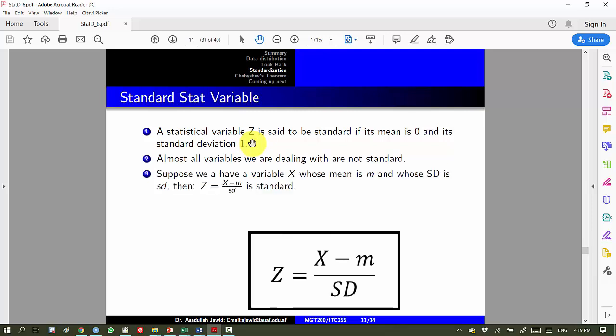If we have a statistical variable x, whose mean is m and standard deviation is d, then how do we standardize it? In each observation that we have collected on x, we subtract the mean and divide that difference by the standard deviation. That is, z is equal to x, which is the statistical variable, minus the mean of x, which is m, divided by the standard deviation of the variable x.